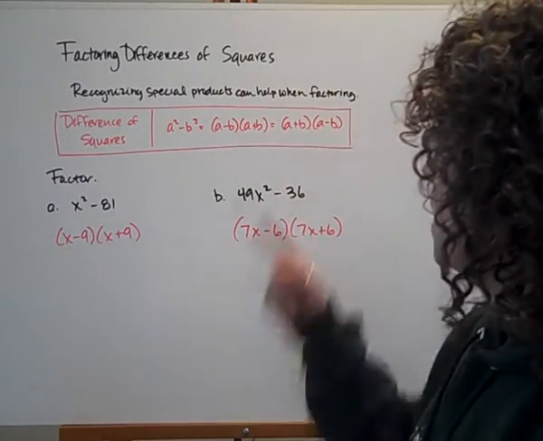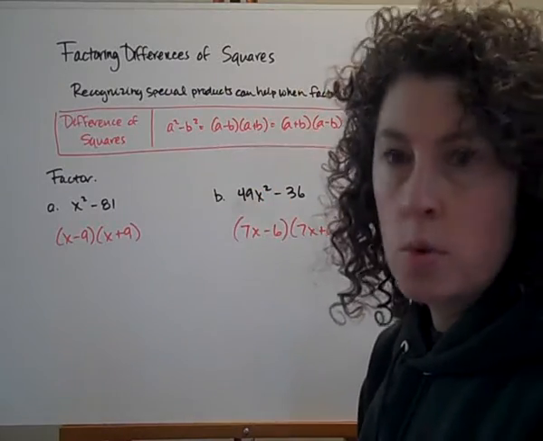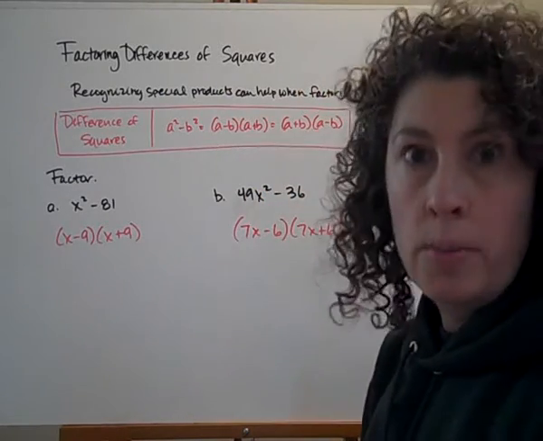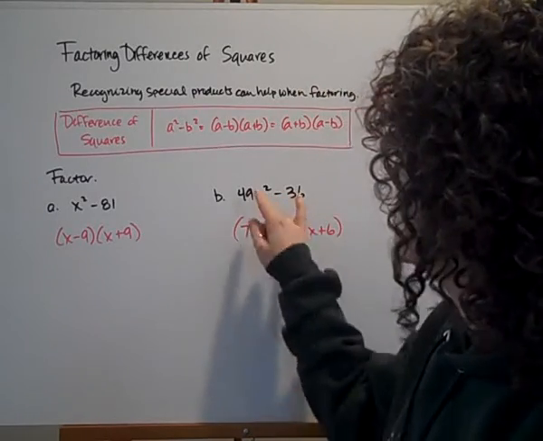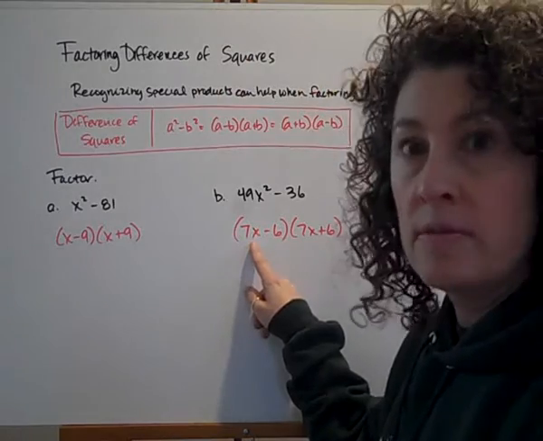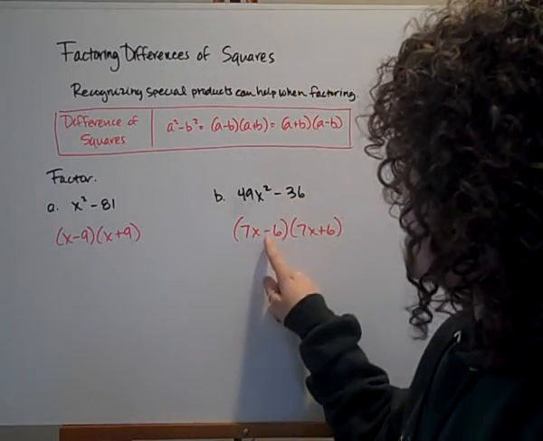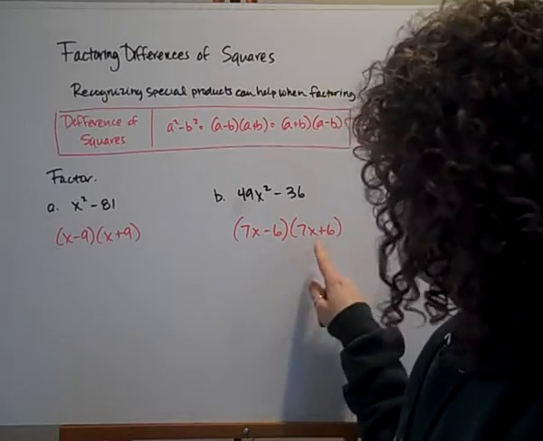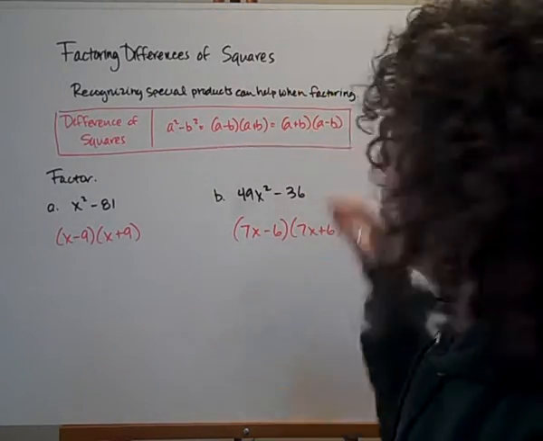All right, one more, 49x squared minus 36. So again, 49x squared, that's a perfect square. 36, also a perfect square, and we have subtraction. We're looking at the difference between those squares. So I'm going to break this up into two binomials. The square root of the first one, 7x. The square root of the second term, 6. And I'm going to make one of these binomials subtraction and one of these addition. So just recognizing that pattern, we can break it up pretty straightforward.